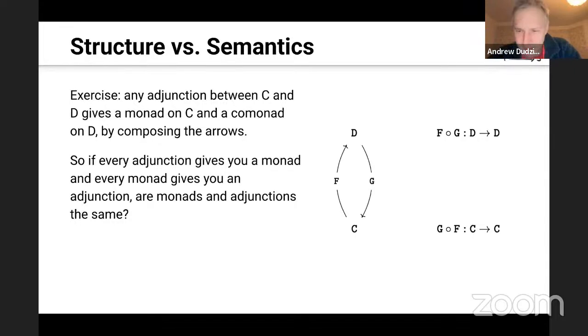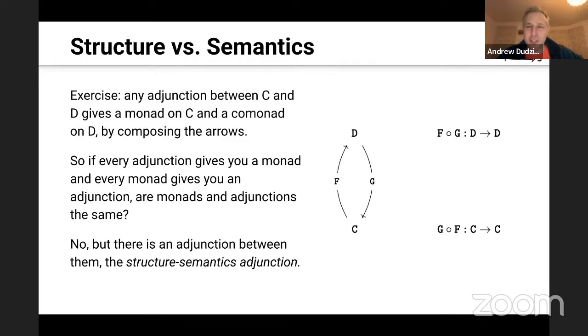And this can be a nice way of quickly showing that a thing is a monad. Often there's a lot of natural adjunctions around, and this sort of gives you a free monad. Okay, so my question is, if every adjunction gives you a monad, and every monad gives you an adjunction, are monads and adjunctions the same? Well, no, but there is an adjunction between them.